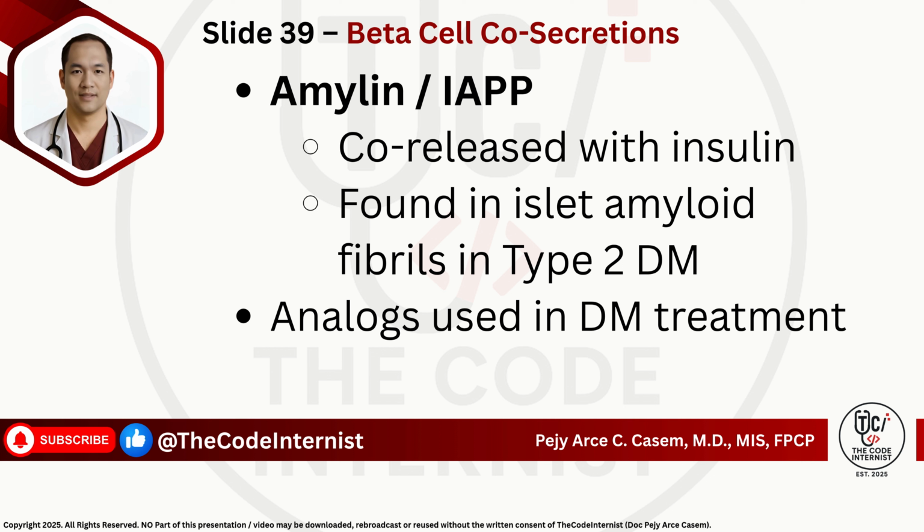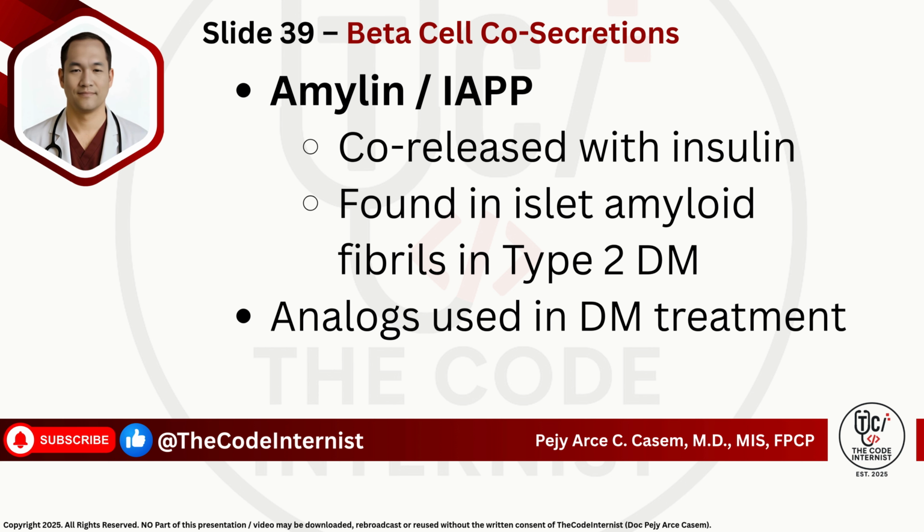Another molecule released by beta cells is amylin, also called IPP. It's secreted alongside insulin, but its exact role is still being studied. What we do know is that amylin builds up in the pancreas of people with type 2 diabetes, forming amyloid deposits. Synthetic versions of amylin are even used as adjunct therapy for both type 1 and type 2 diabetes in some cases.